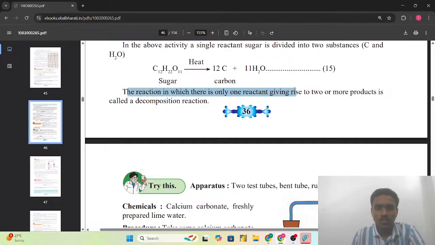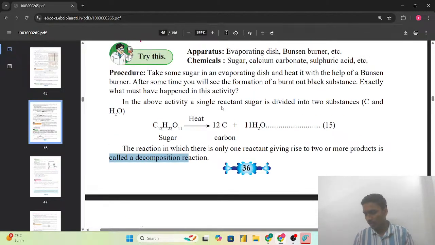This reaction, in which there is only one reactant giving rise to two or more products, is called a decomposition reaction. What was a combination reaction? When two or more reactants combine to form a single product, that is a combination reaction. When one single reactant leads to the formation of two different products, two different compounds, then that is called a decomposition reaction. Simple.